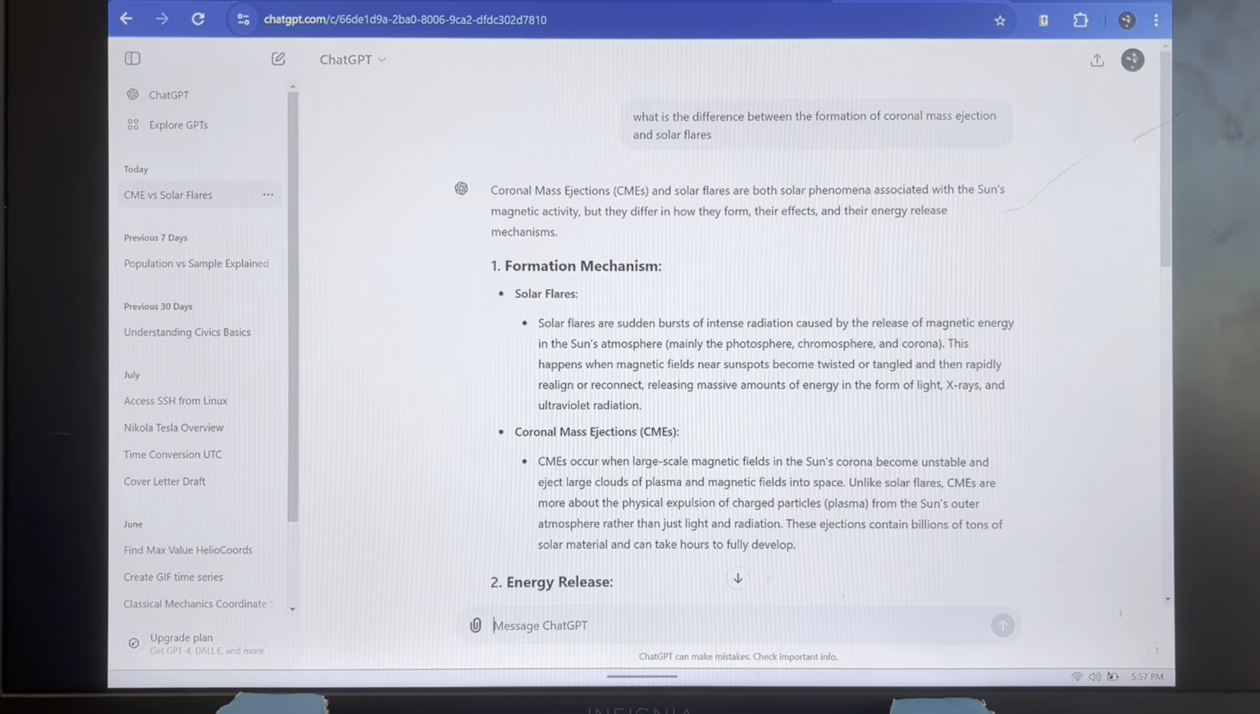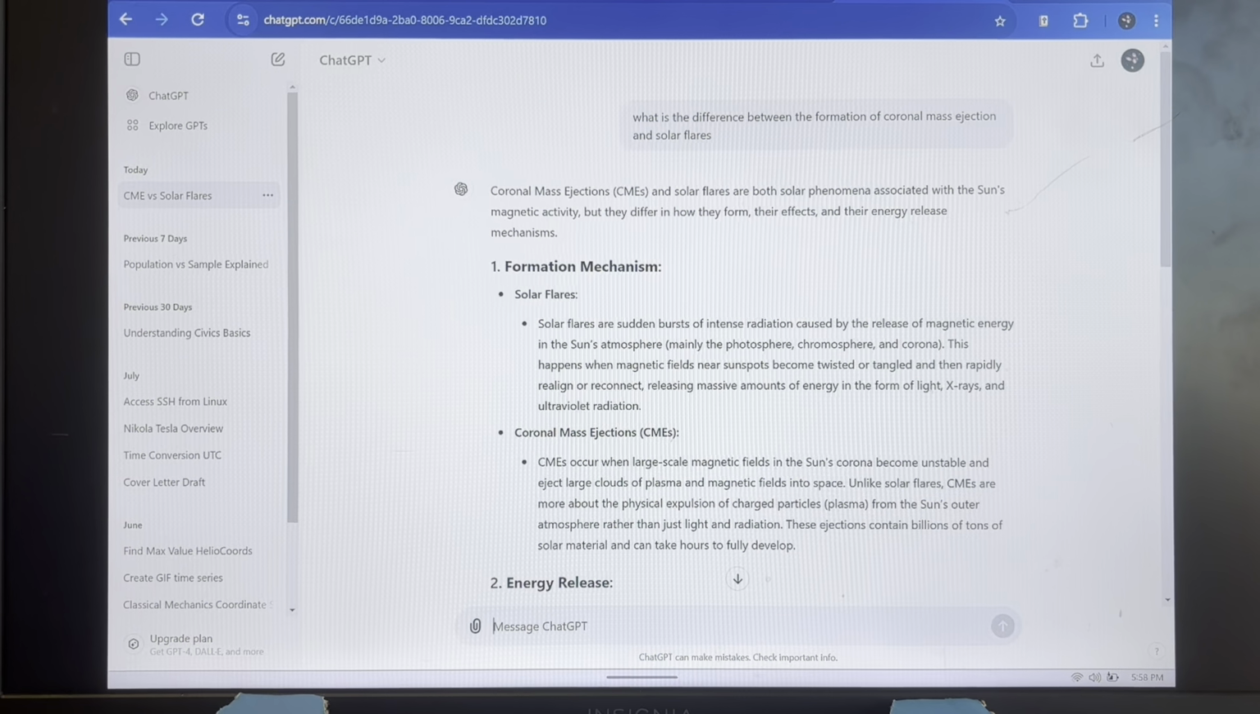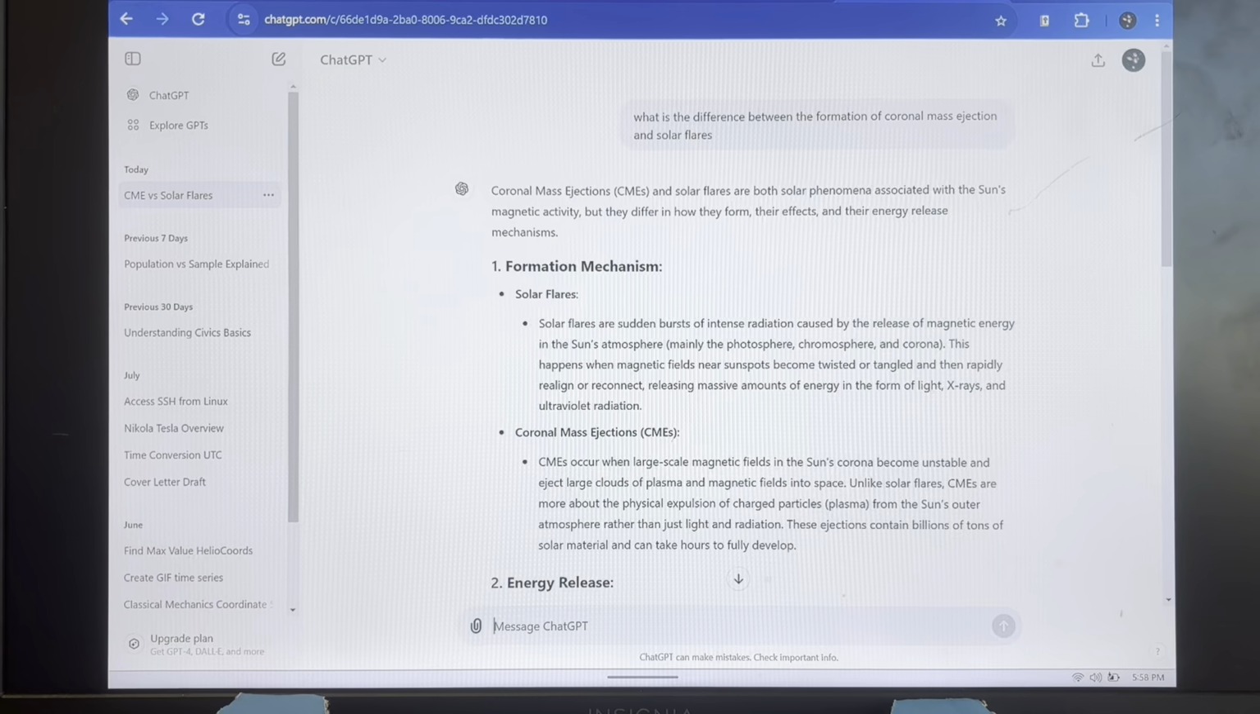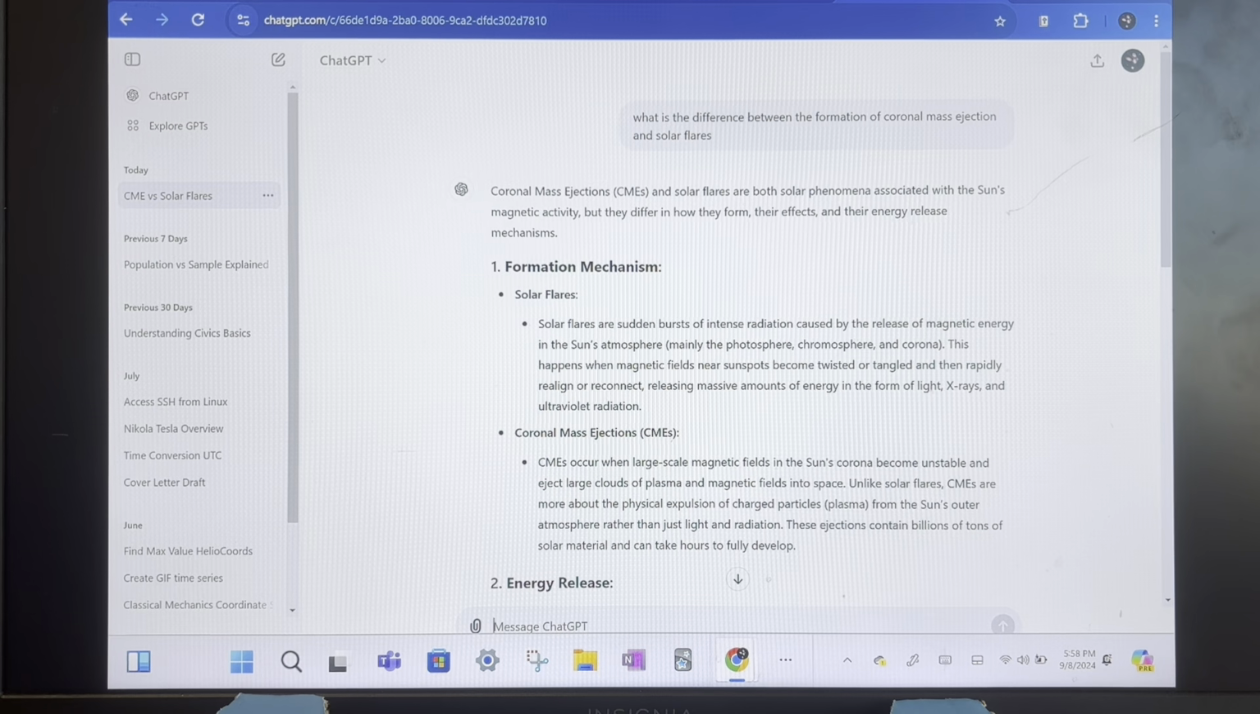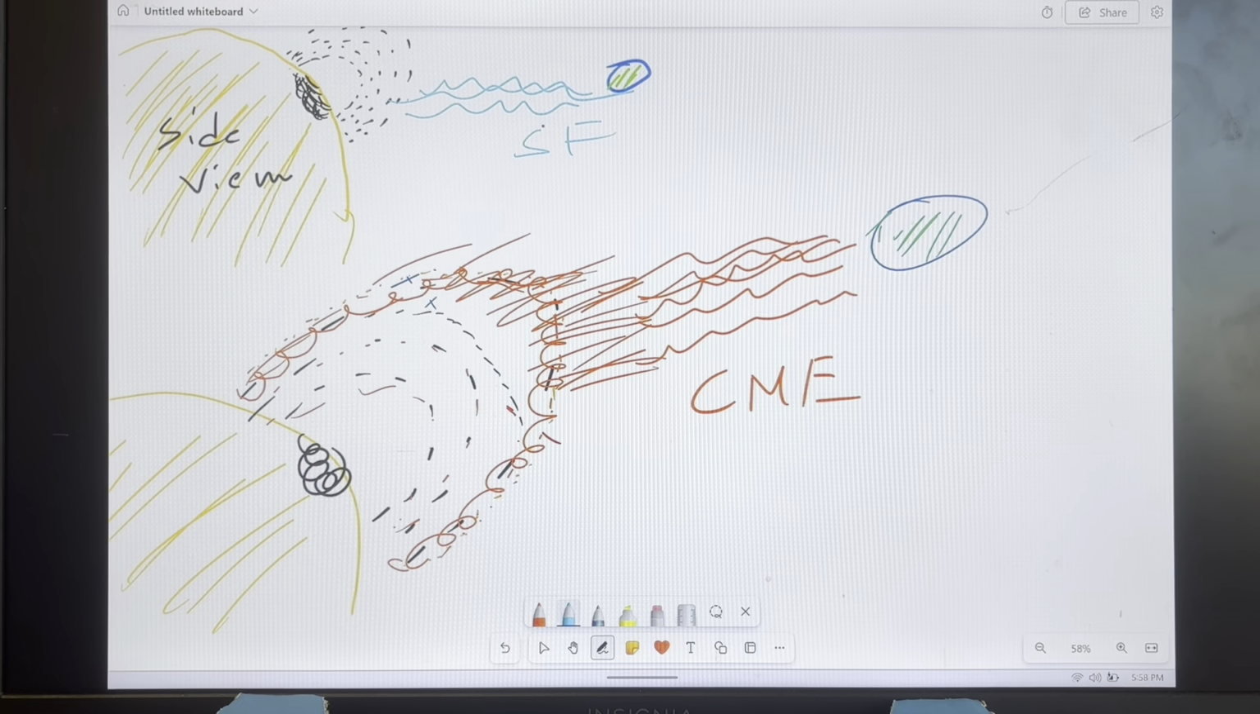Okay, so I opted to add ChatGPT. And so this was the important part of the differences. Basically, the solar flares, that magnetic reconnection that I explained right here, was the magnetic field energy being released, and then a coronal mass ejection is from an unstable corona.